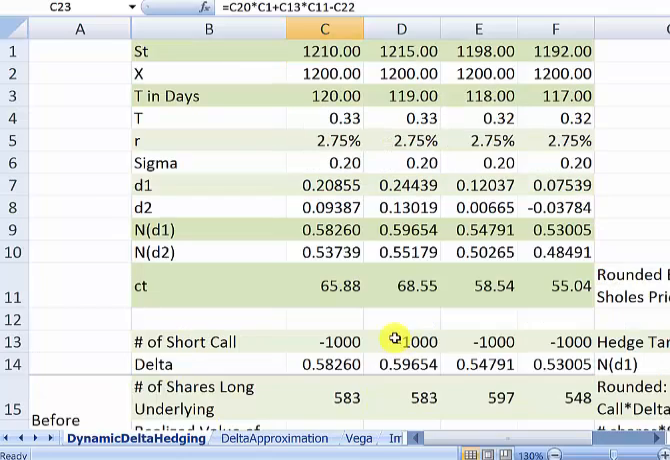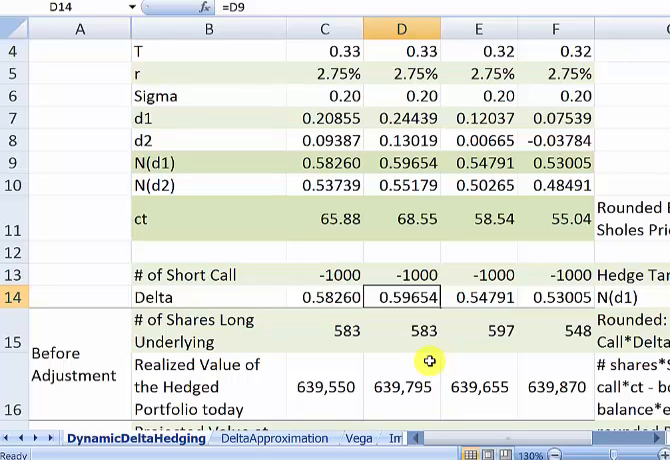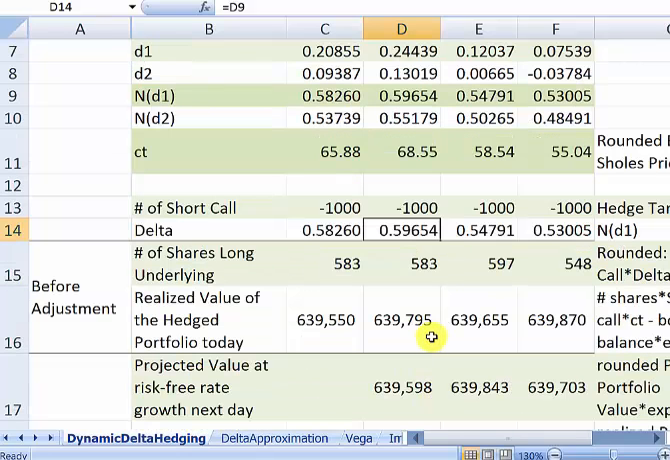Okay, let's go to the next day. 119 days before option expiration, we have new delta, right? We have a new price, and time has passed, so D1 change, and we have a new delta. Delta increased a little bit. Before we think about the delta adjustment, we want to see delta working in effect. We want to see the value evolution of the portfolio. So let's look at this.